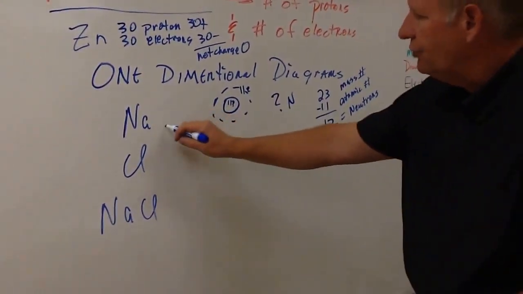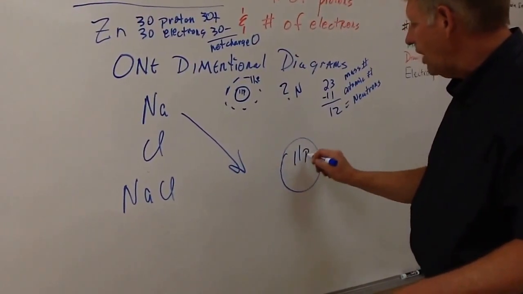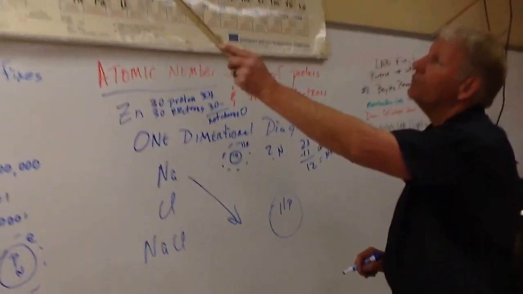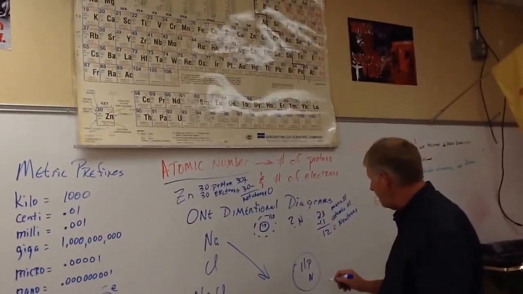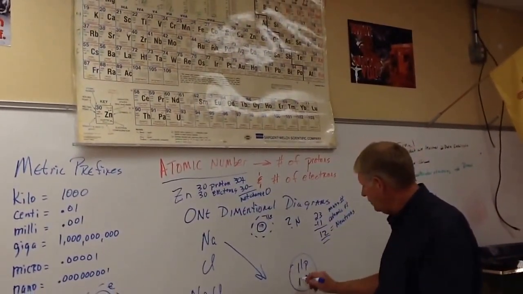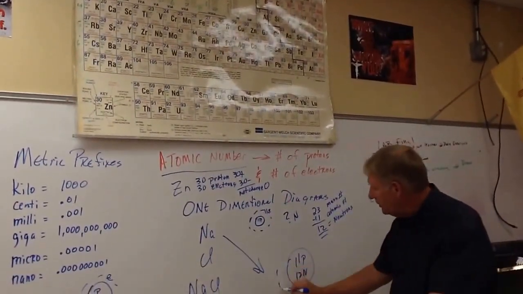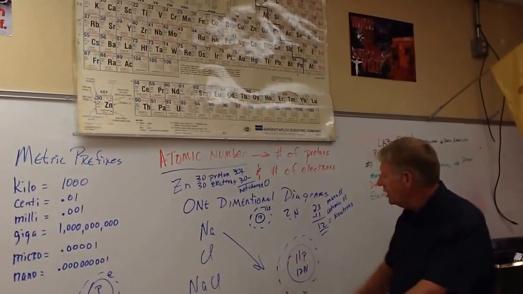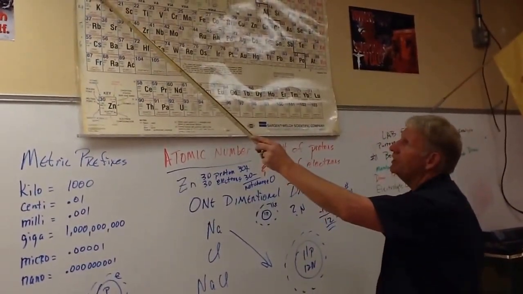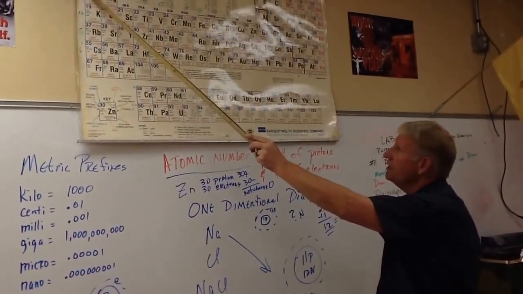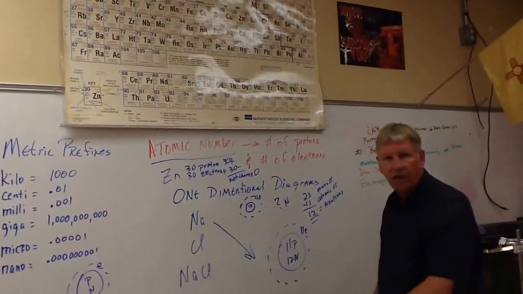So if we're going to draw sodium, we've got 11 protons. Where did we get that? We got that from the atomic number right here. Now, how many neutrons does it have? Well, it has 12. Where did we get that? The mass number minus the atomic number equals 12. And then we have the number of electrons. Where did we get that? We come up here and it says that the atomic number is 11, and so that's the number of protons as well as the number of electrons.